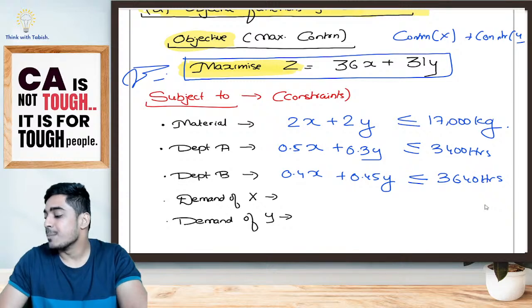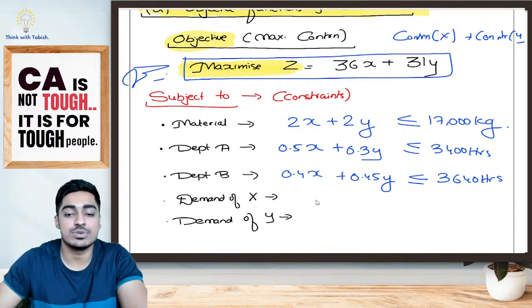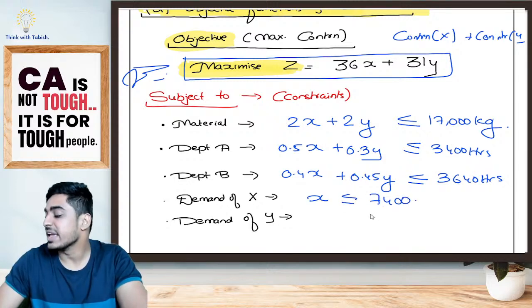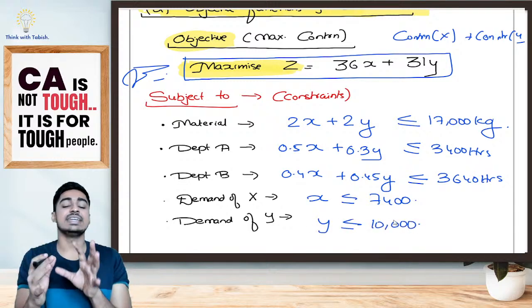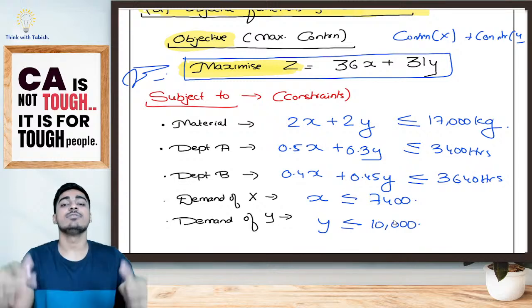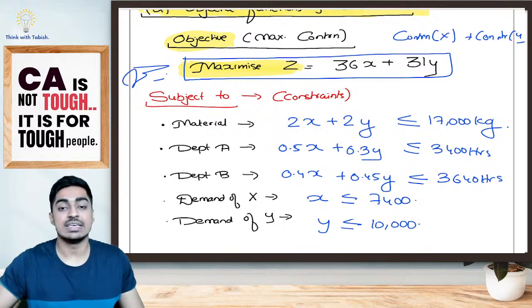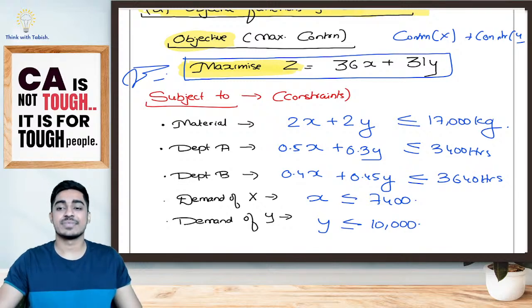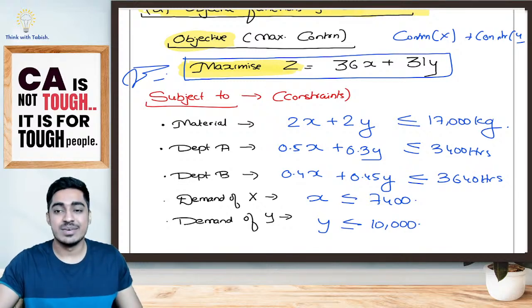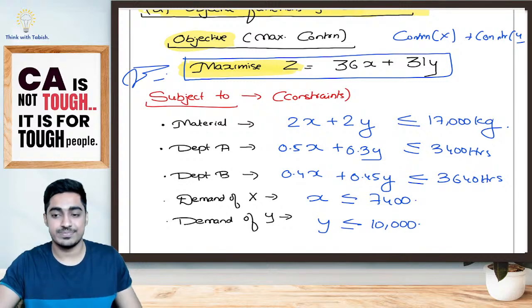Again, the question is telling the maximum sales potential. Maximum demand of X is 7,400, so X should be less than or equal to 7,400. Maximum demand of Y is 10,000, so Y should be less than or equal to 10,000. This is the condition. Based on these conditions, we should maximize the contribution. Is this clear? Till here, things are clear. It is not a bouncer, students. Believe me, if you look at it properly, this will be the most scoring thing for you.